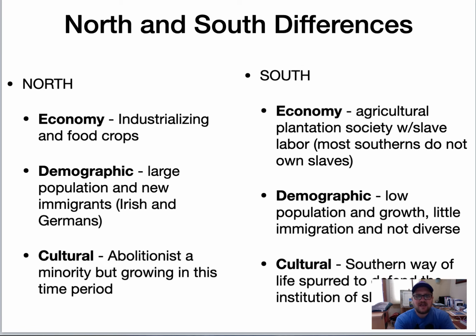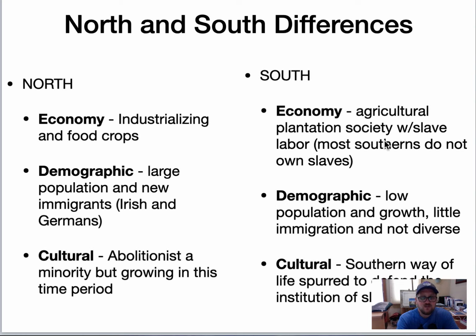We also see the economic, demographic, and cultural differences between the North and South here. The economy was really easy: an industrialized economy, mostly industry and food crops in the North, with the South being mostly plantation-based, where most Southerners actually don't own slaves. Only about 30% of all Southerners actually own slaves, with most of the slaves being held by very few people with huge plantations, and then the other group being the yeoman farmers owning one or two slaves, and most Southerners owning none at all.